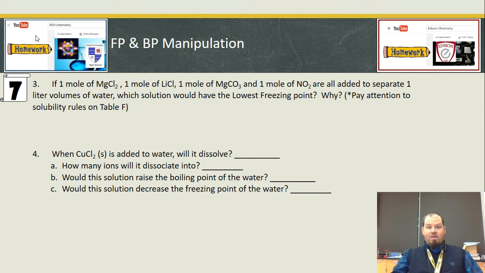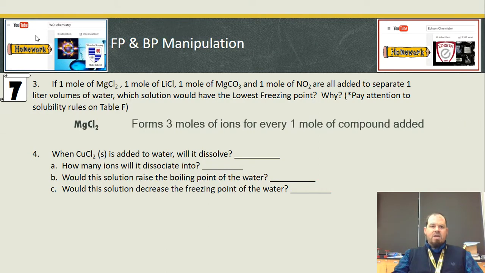MgCO3 does not dissolve at all on table F, so that would be last. And the NO2 would actually be in front of it because it at least will dissolve into the solution. Okay, so MgCl2 is going to have a greater effect. Why? Because it forms 3 moles of ions for every 1 mole added.